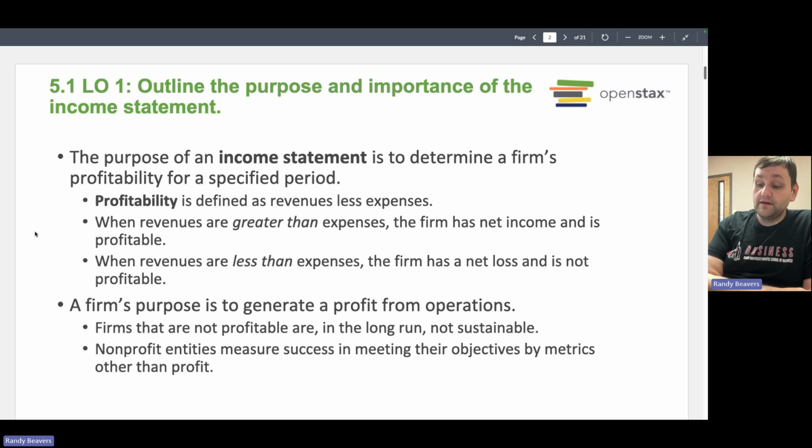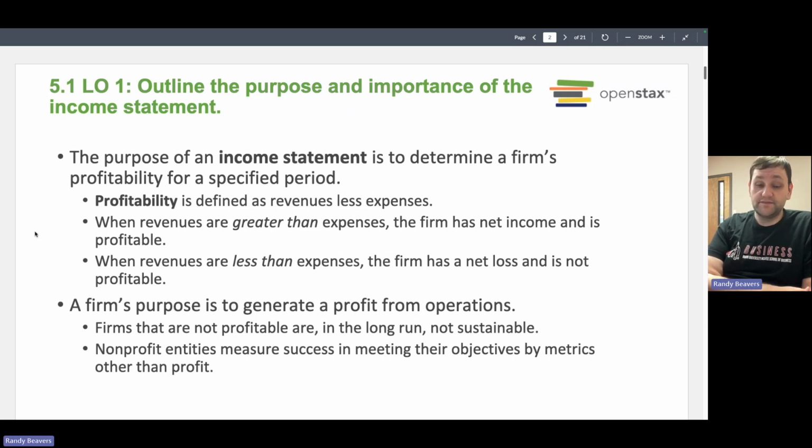Note that there are entities like nonprofits where their success is measured by meeting objectives in a way that is different than profit. But a nonprofit, as we like to say here at Union University, because we are a nonprofit, our current president Dove likes to say we're not for profit, but we're also not for loss. So we have to balance the budget, so to speak, every year.